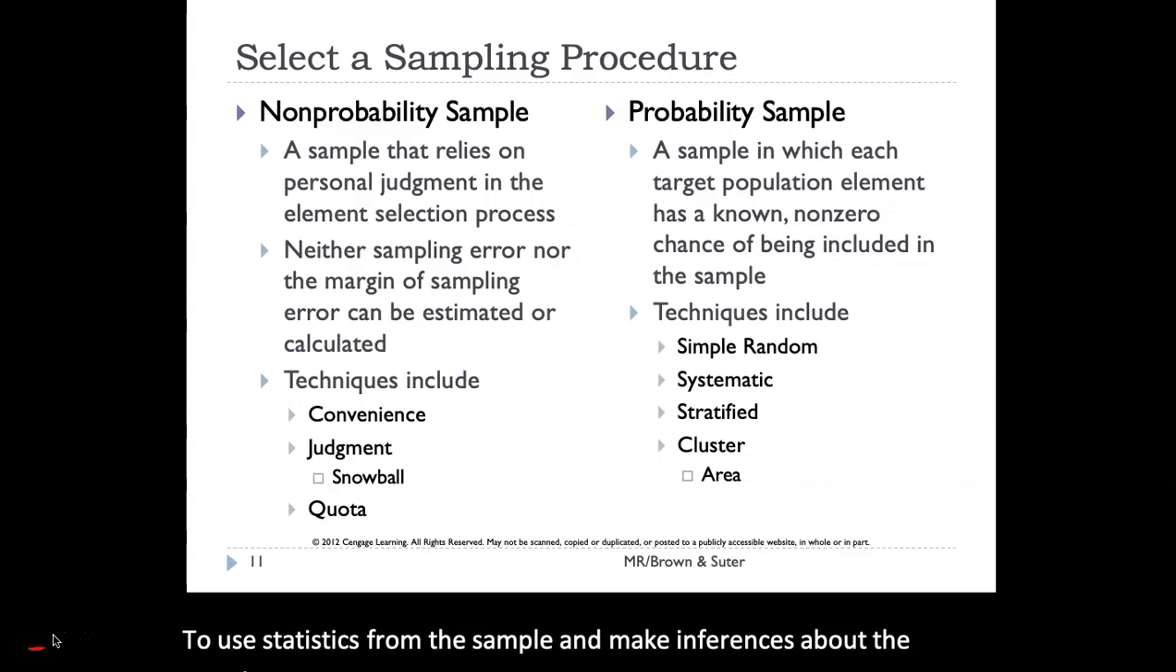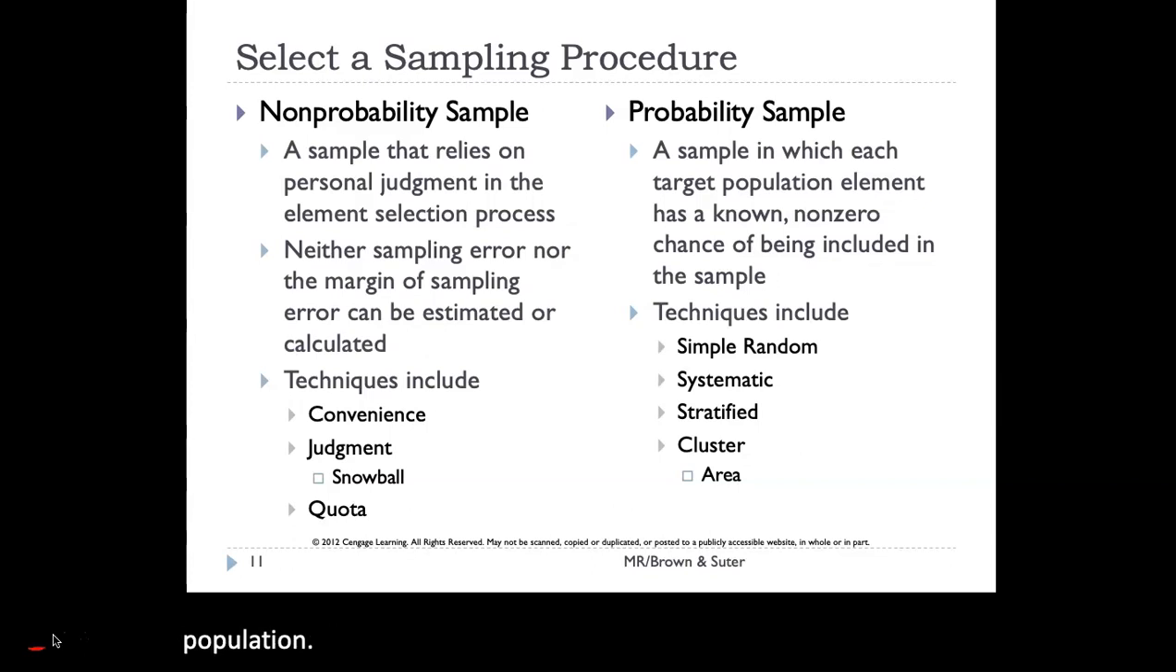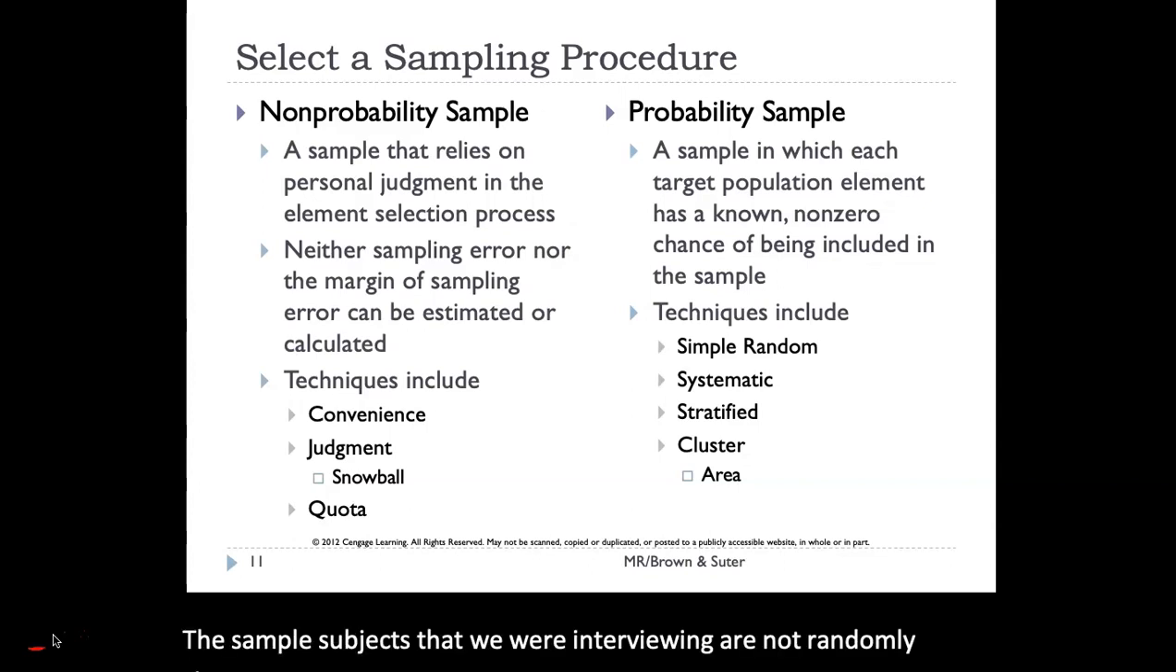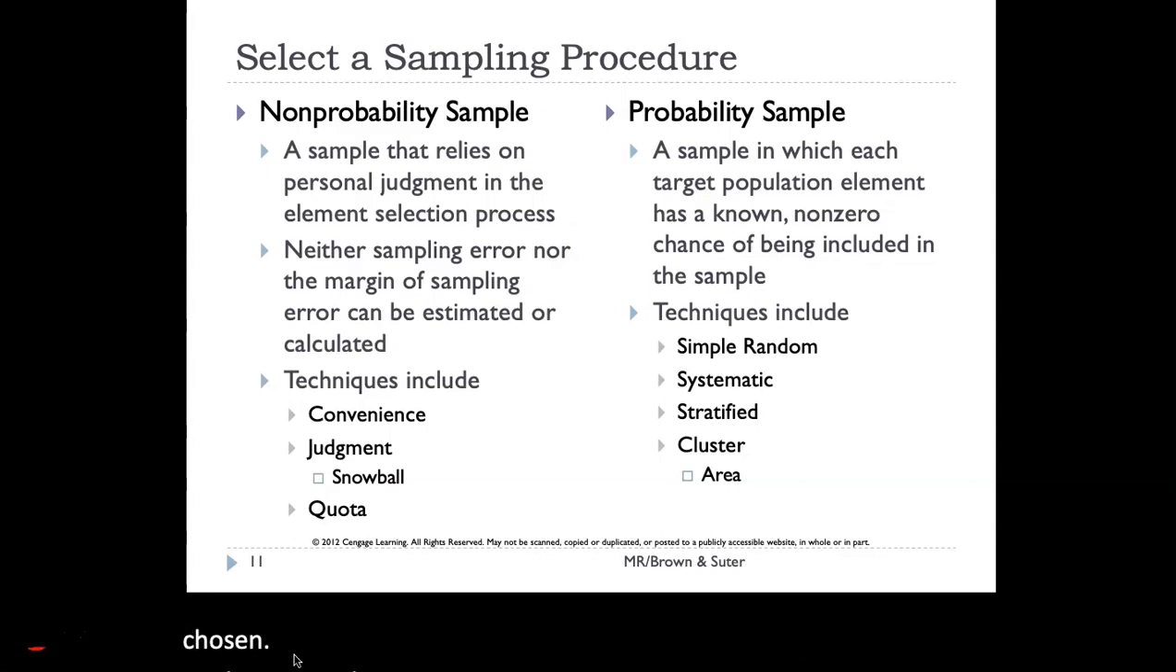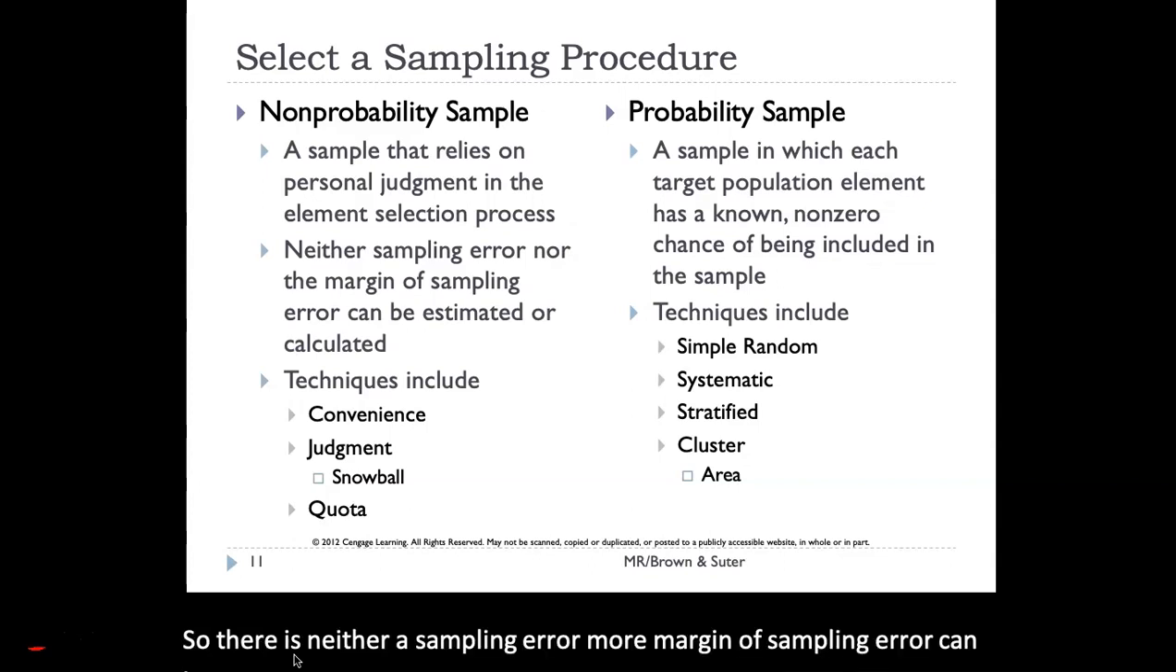because the sample subjects that we are interviewing are not randomly chosen. So neither a sampling error nor a margin of sampling error can be estimated or calculated. So there's no way that we can say with confidence, with 95% confidence, from our survey that this is true of the entire population. We can't do that with a non-probability sample.